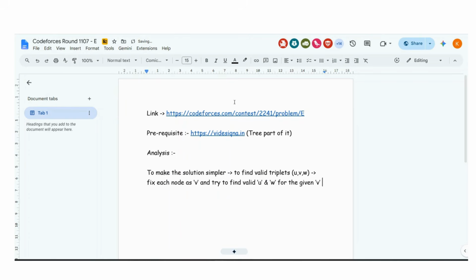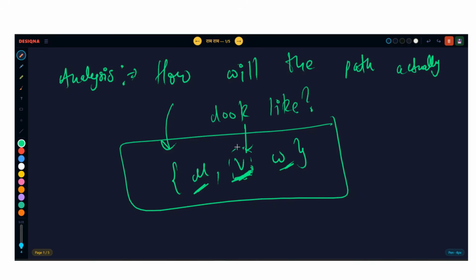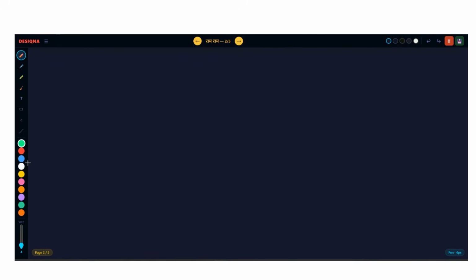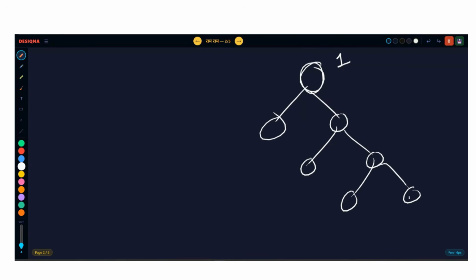So guys, we will travel each node and we will assume that our current node is v. Okay, so I will show you some example. We will assume our tree is rooted at node number 1. Node number 1 is at the top. So the tree is like this. Let's say 2, 3, 4, 5, 6, 7, 8, 9.